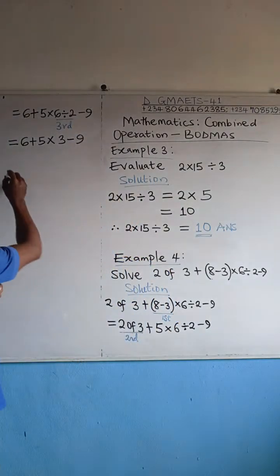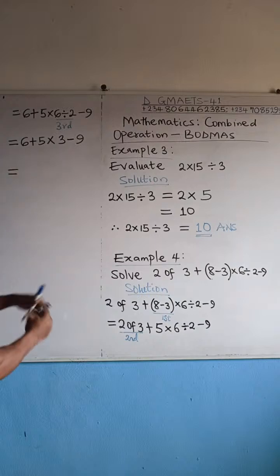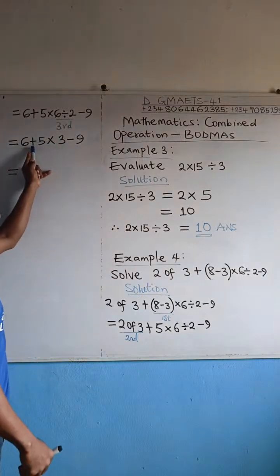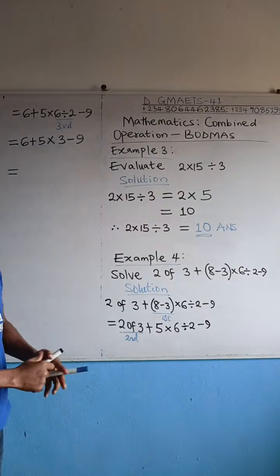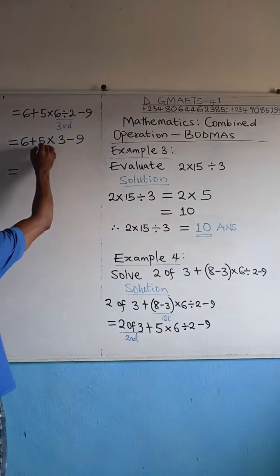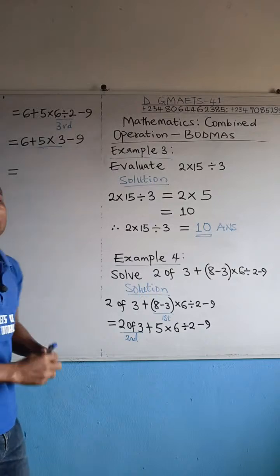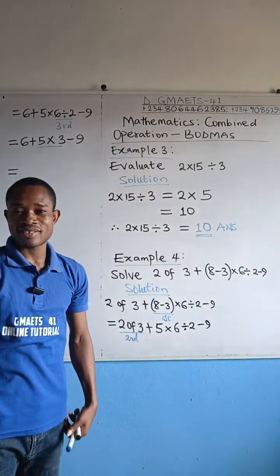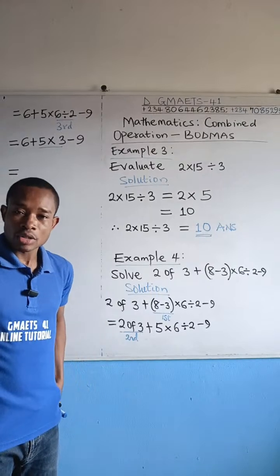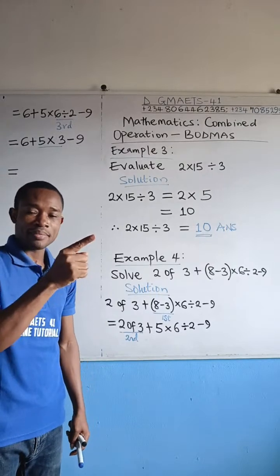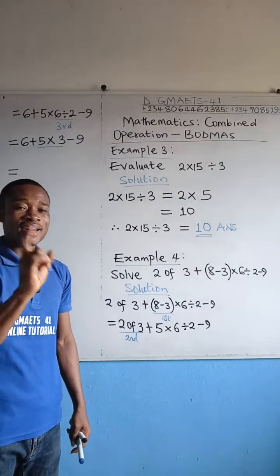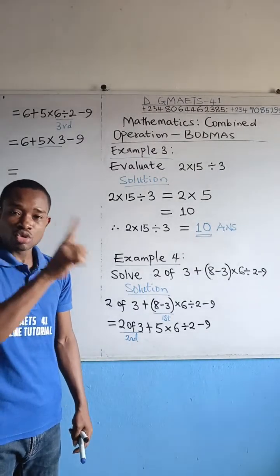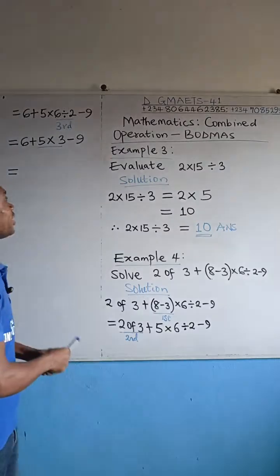Now, at this point, what do we do next? You check the operations we have here. We have plus, times, and minus. That is addition, multiplication, and subtraction. And you'll agree with me that you have to do multiplication first. Then we are now in MAS, M-A-S. Do M first before you consider A and S.